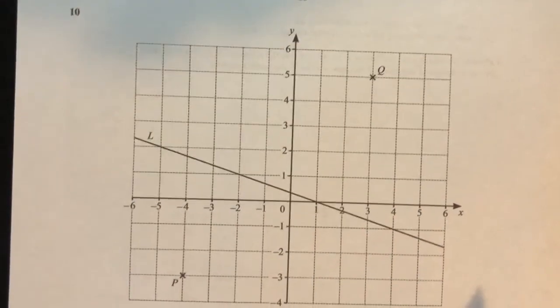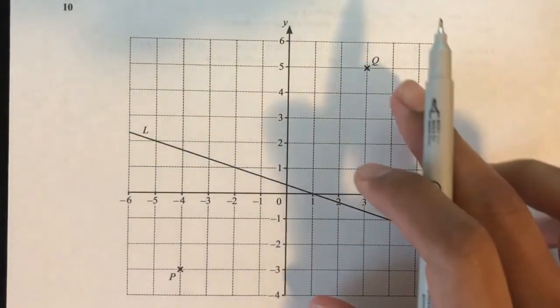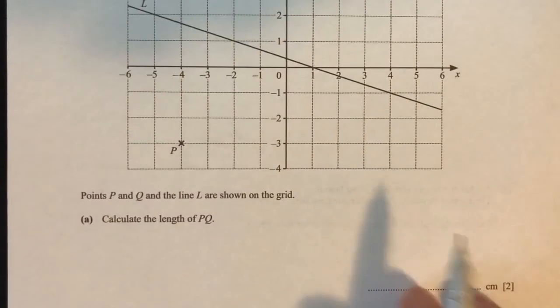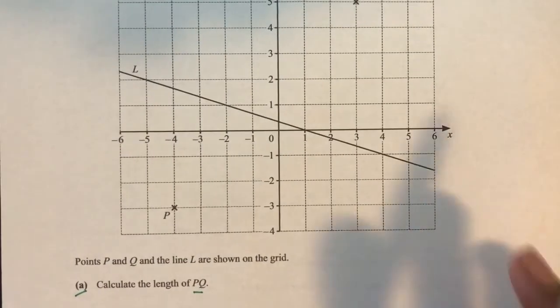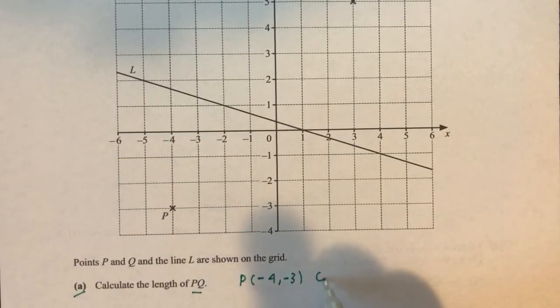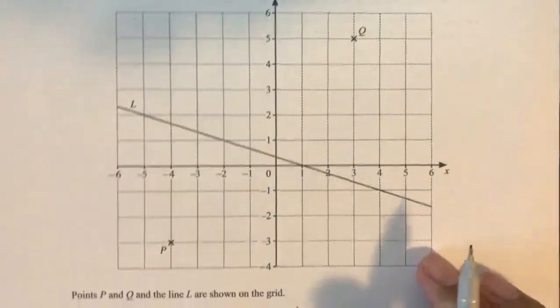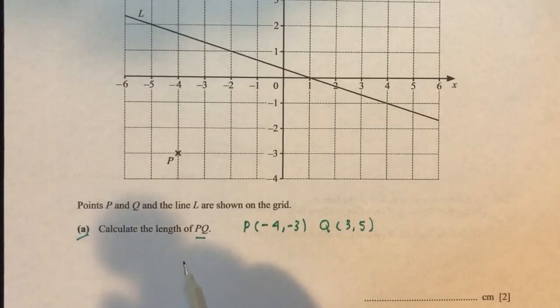Moving on to question number 10. Here we have this graph, and we have line L and points Q and P. Part 1, calculate the length of PQ. So let's find the point P. P is the point (-4, -3), and the point Q will be (3, 5). Okay, so what is the length of PQ?